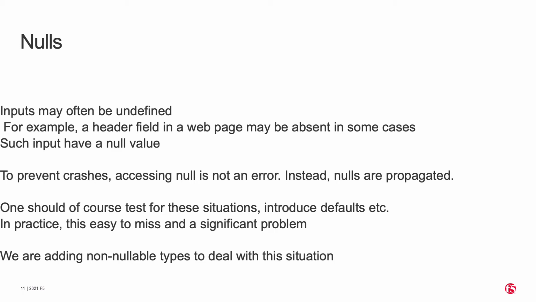Now, in practice, this is easy to miss by programmers and is a fairly significant problem. Things don't crash, but people get suboptimal, unexpected results when something is null. And so we want to fix that, so we're introducing non-nullable types to the system, which it didn't have before, so that we can statically enforce the discipline where people actually catch these things.